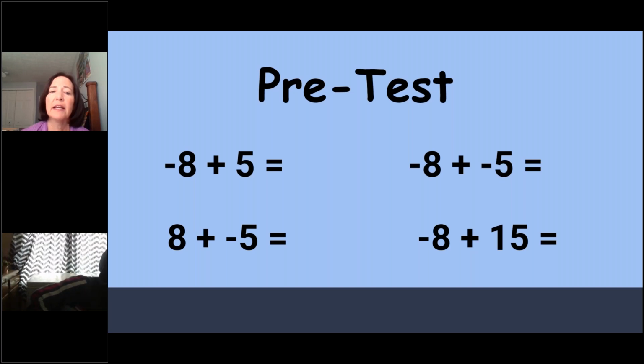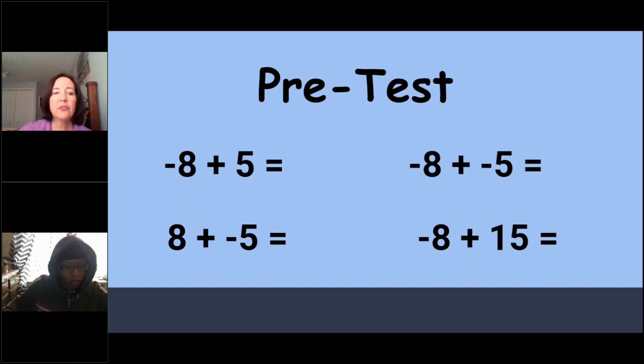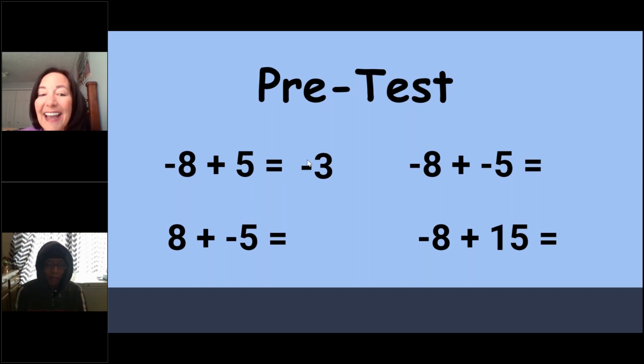So I'm just going to call out each problem. In your brain, come up with the answer. So the first one is -8 plus 5 equals, so think the answer in your brain. Oh, okay, sorry. And it's a -3.